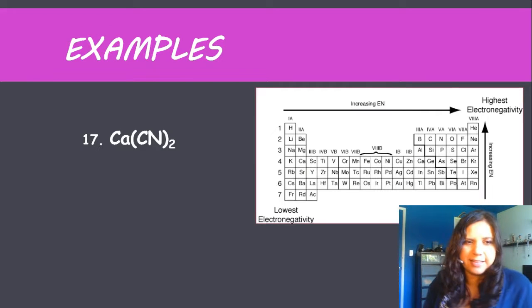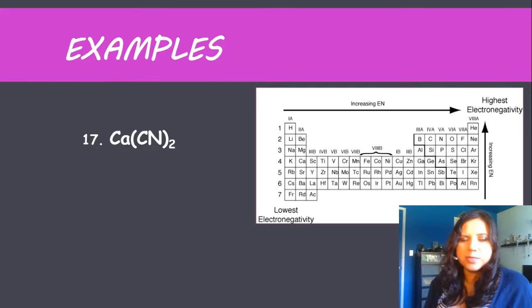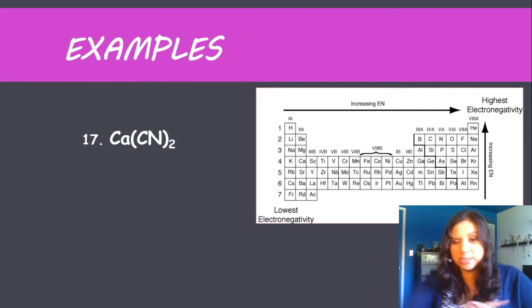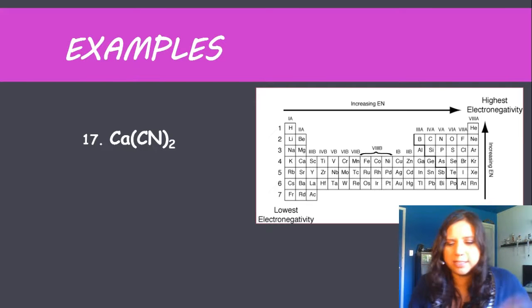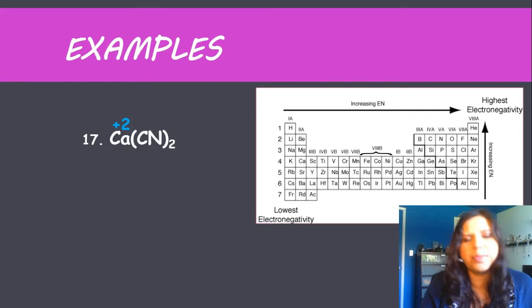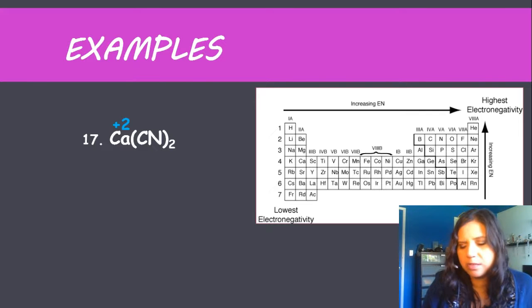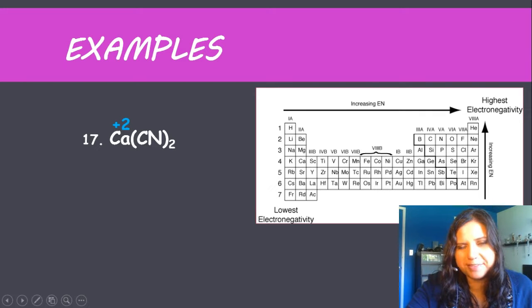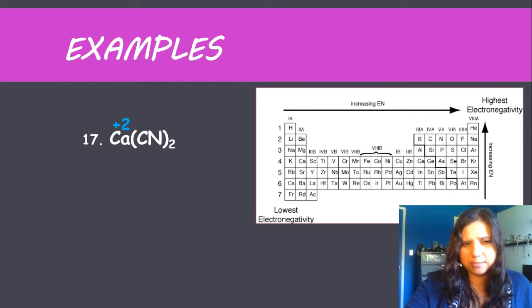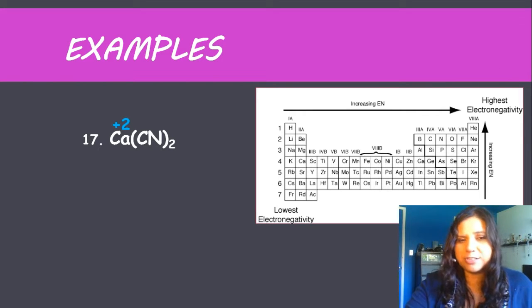All right, last one. This one's a little different because let's check out our rules. We have one for calcium, that's a +2. We do not have a rule for carbon, and we do not have a rule for nitrogen. So we have 2 things without a rule. So we're going to have to do some math here. Okay, so the rule that we have is when all other rules fail, you look at electronegativity, and the one with the highest electronegativity gets its normal charge.